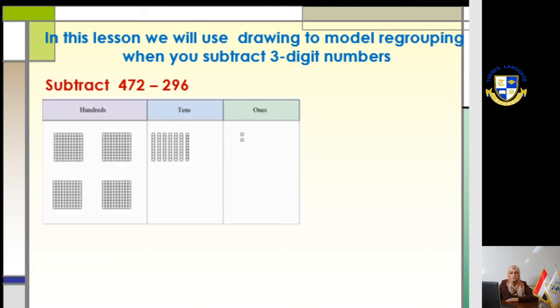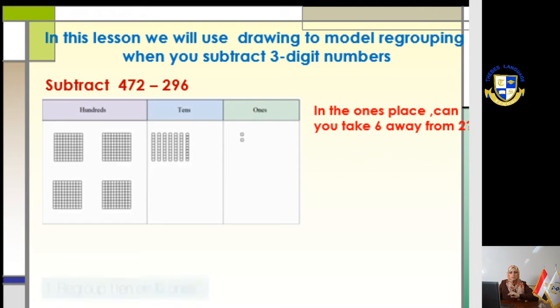As you can see, 2 is smaller than 6. In the ones place, can you take 6 away from 2? No. So you have to borrow 1 from the tens, a whole bunch of tens from the tens. So in the ones, you will have 12 instead of 2, 12 minus 6. So now you can subtract the ones. 12 minus 6 equals 6.